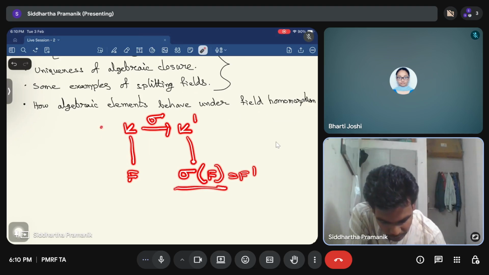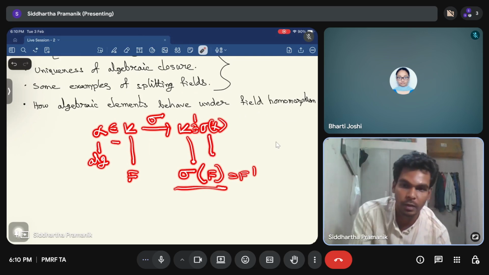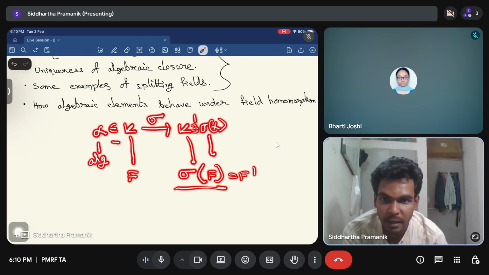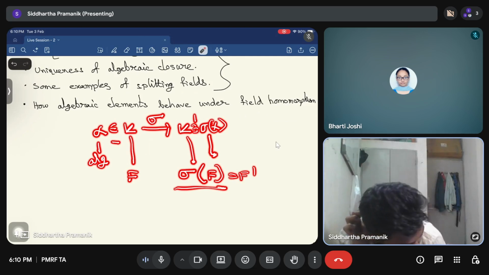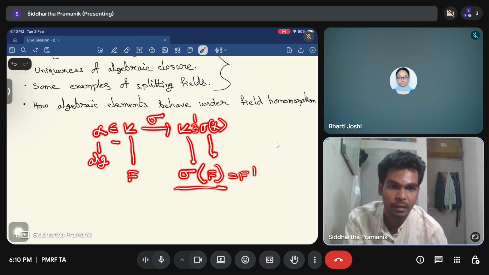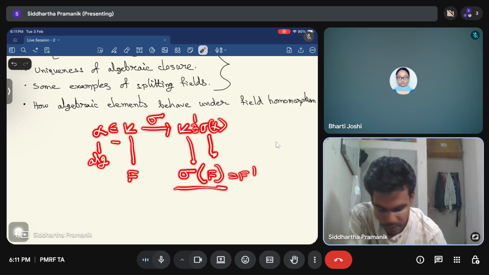Now if you take an element alpha that is algebraic over F, then its image sigma(alpha) will be algebraic over F prime. So that is the result: algebraic elements map to algebraic elements under field homomorphisms. This is also important to determine the possible field homomorphisms.